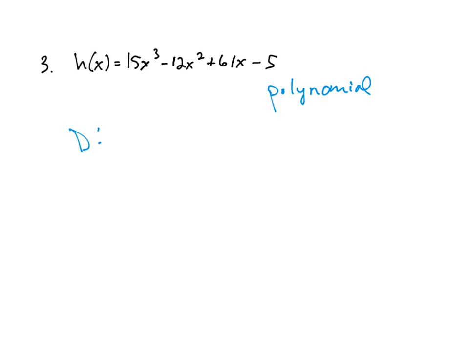Number 3, we have h of x equals 15x cubed minus 12x squared plus 61x minus 5. Now this is just a regular polynomial function. There's no radicals or fractions. So when we have a polynomial function, the domain is just all real numbers. We write all real numbers in interval notation like this, negative infinity to positive infinity, or in set notation, we could say all x such that x is a real number.